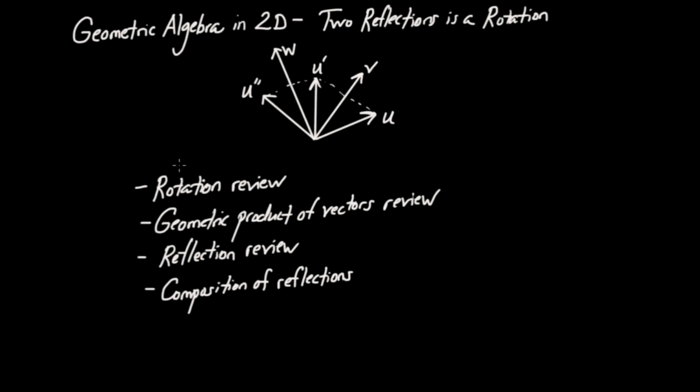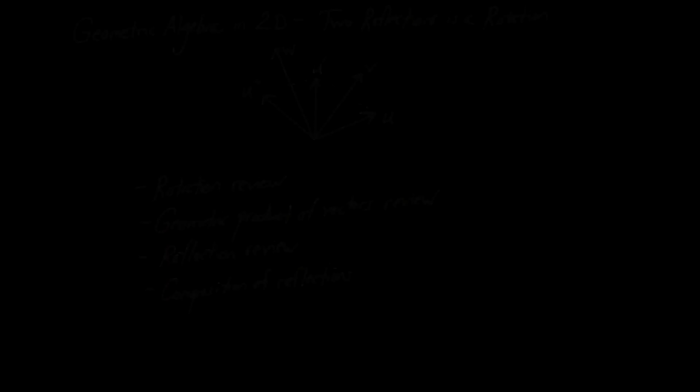In order to set that whole thing up, we're going to first do a little bit of review of the 2D rotations. We're going to then review the geometric product between two vectors. Then we're going to review reflections. And then we're going to finally tackle this problem of the composition of two reflections. Let's first review what we learned about 2D rotations.